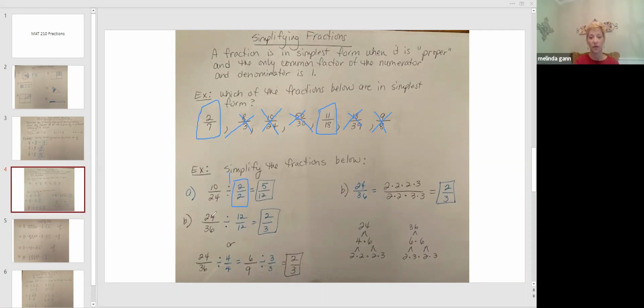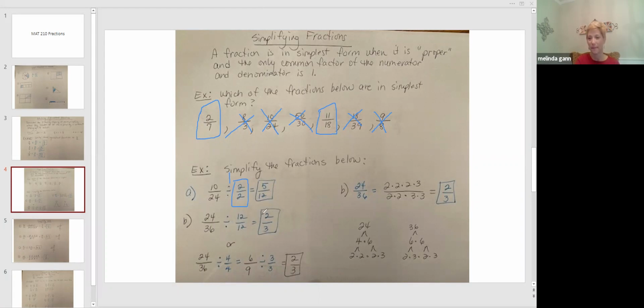All right, look at this one. 24 divided by 36. So I could use my prime factorization method. I could use Euclidean. I could use intersection of sets and find that the greatest common factor that they have is 12. So that's why I decided to write my 1 as 12 divided by 12. Then 24 divided by 12 is 2, and 36 divided by 12 is 3. So the only common factor they have is 1, and my numerator is smaller than my denominator, so I know I'm in simplest form.